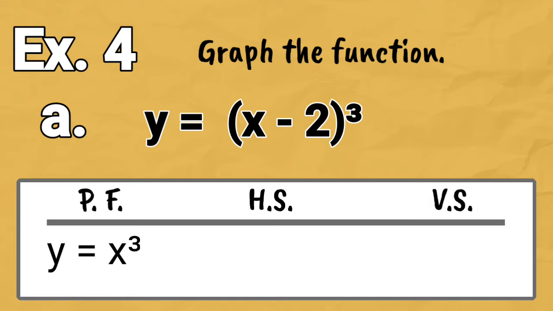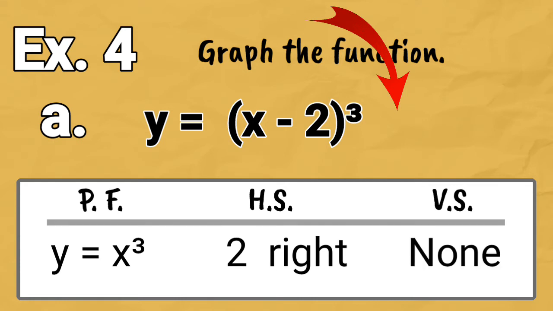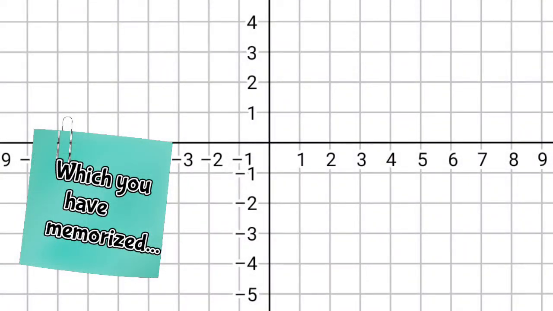Next, we'll look for any horizontal shifts. The number that's with the x is 2, and it's being subtracted. So that means our horizontal shift is going to be 2 units to the right. Since there's no number on the outside of the function that's being added or subtracted, we don't have a vertical shift for this function. So we start by graphing the parent function, y equals x cubed.